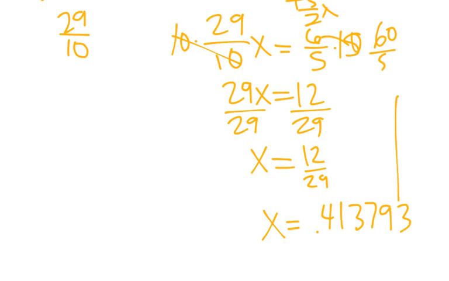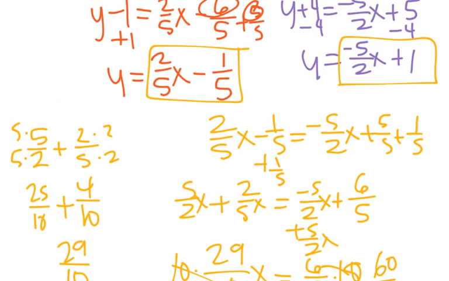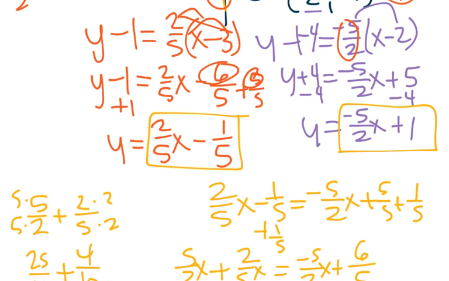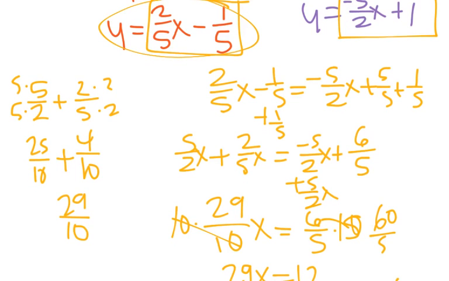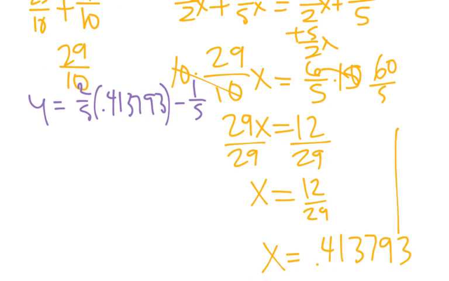0.413793. So we take that x value and plug it into one of these y values. We'll go with this one. So I get y equals 2/5 times 0.413793 minus 1/5. So I type that into my calculator: 2/5 times 0.413793 minus 1/5.